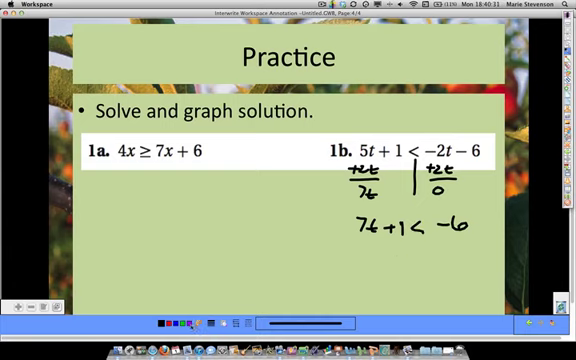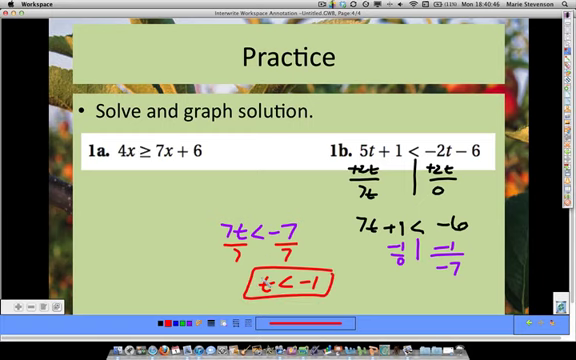Alright, so now I'm going to move that 1. So now I have 7t less than negative 7. Divide by a positive 7, I get t less than negative 1. I do not flip my inequality because I divided by a positive number. Even though my answer ended up negative, that's fine. And then, of course, the graph.